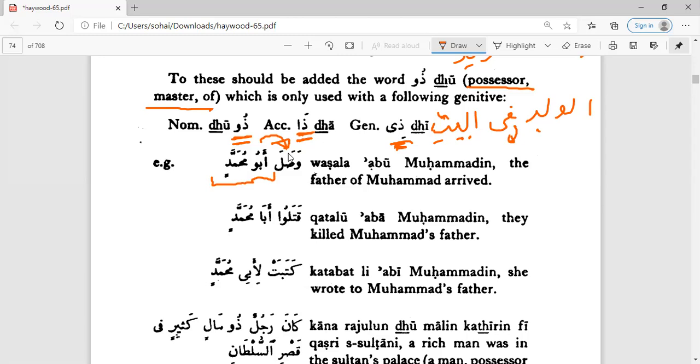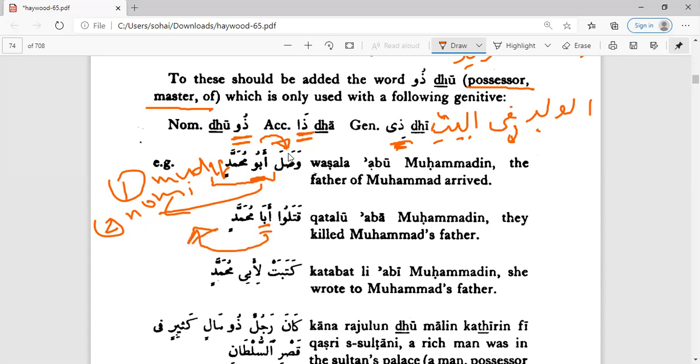So that's Abu. Number one, it happens in mudaf. So that's when we could use it. And in this case, it's nominative, so it becomes Abu. Qatalu Aba Muhammadin.